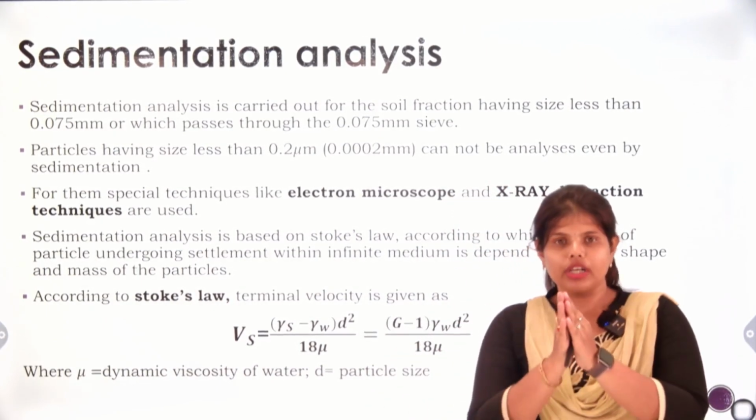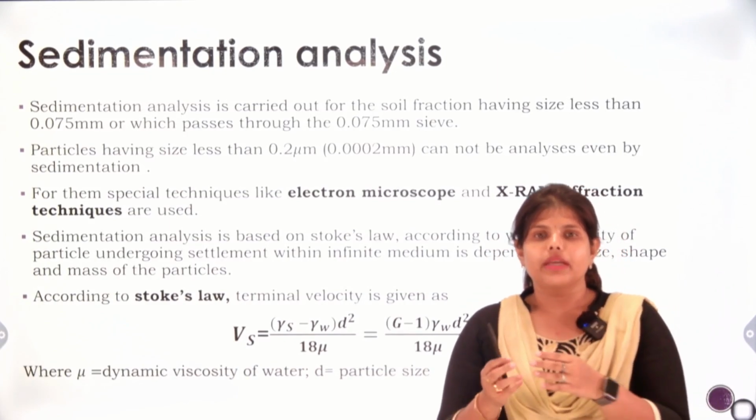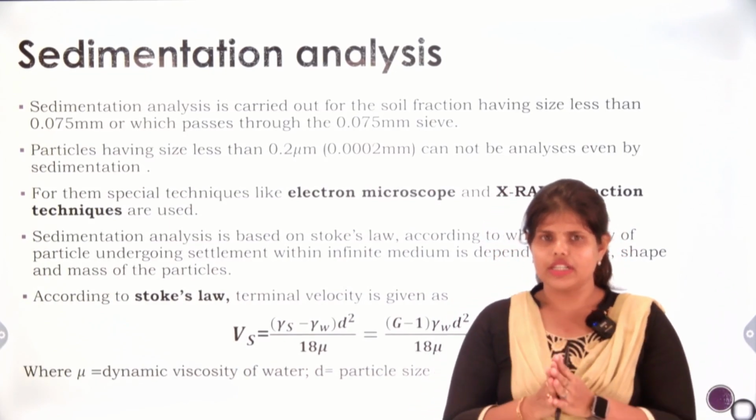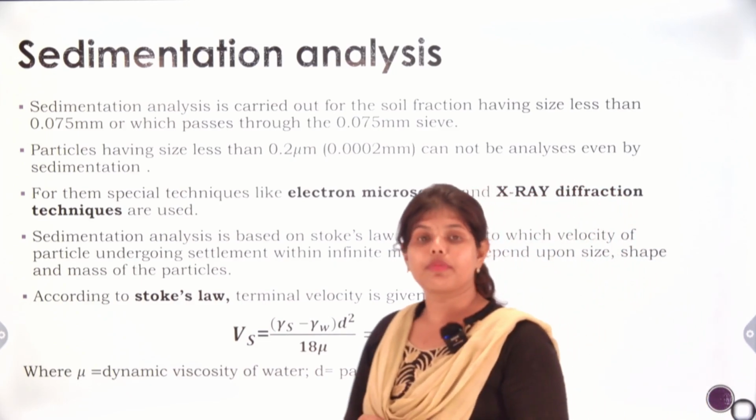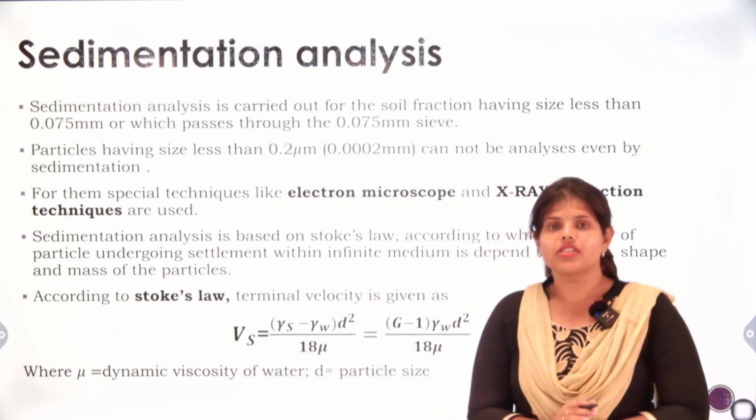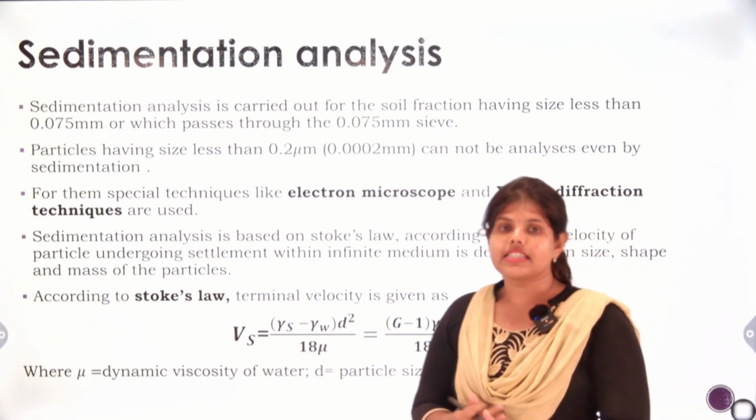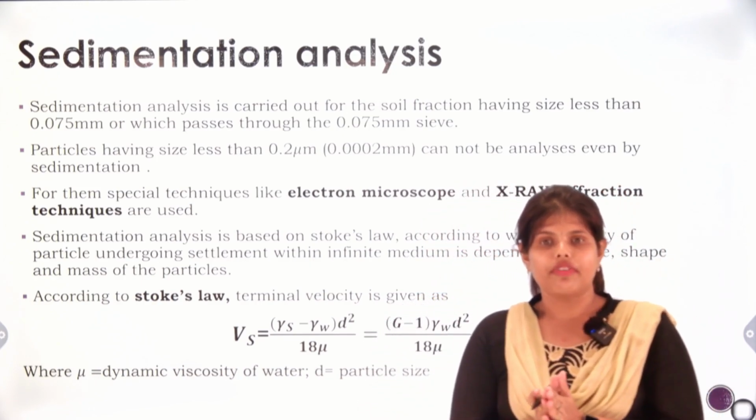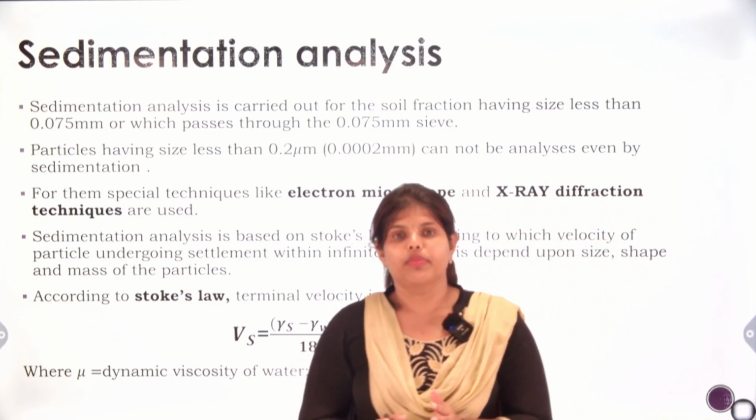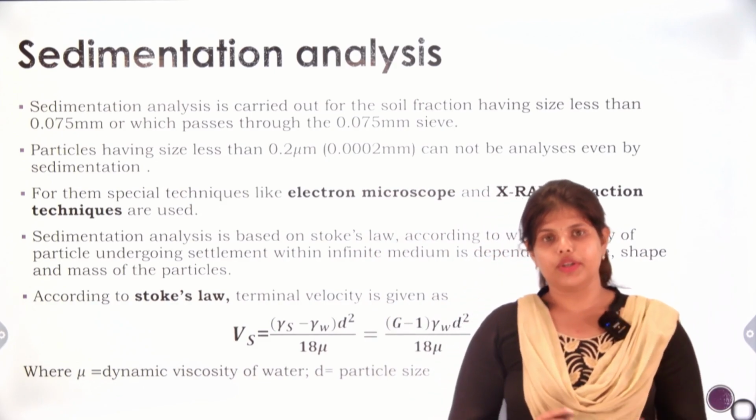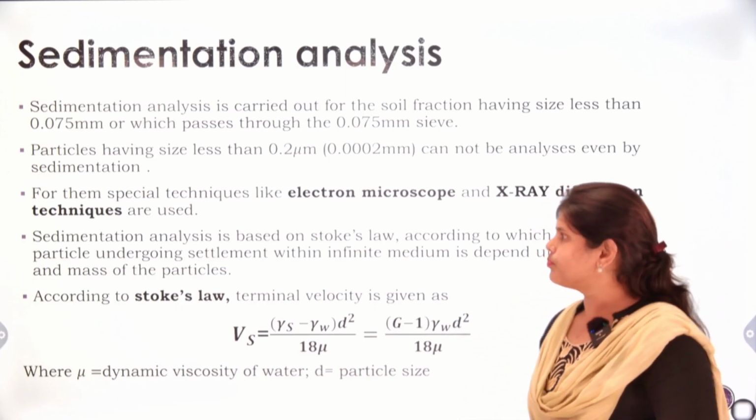Fine grained soil will create a bond between them. So to separate them, there will be some issues. So we can't operate sieve analysis for fine grained soil. So for fine grained soil, we have sedimentation analysis. Okay. So sedimentation analysis is carried out for what? Soil fraction having size less than 0.075 mm. That is our 75 micron, or the soil passing through 75 micron sieve.